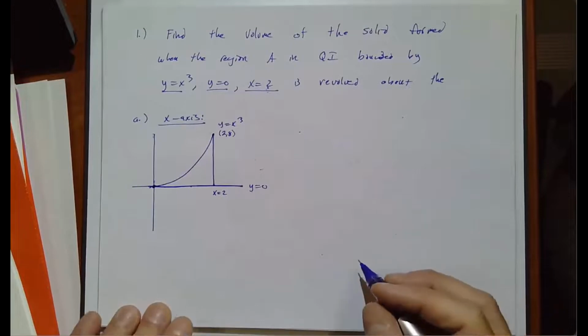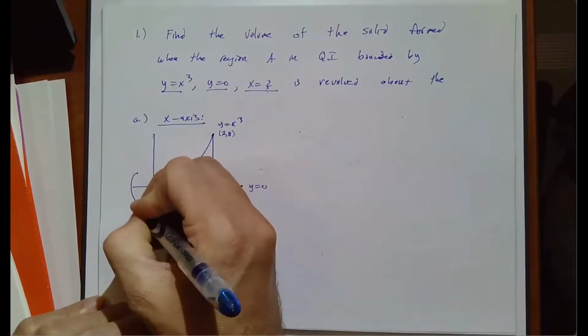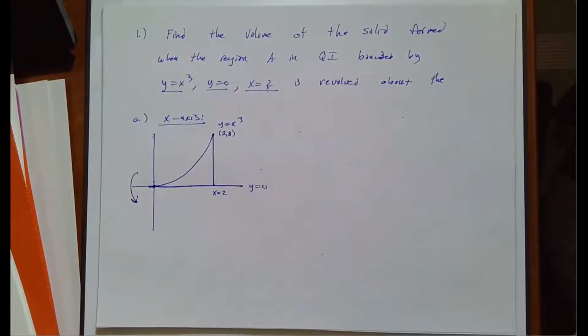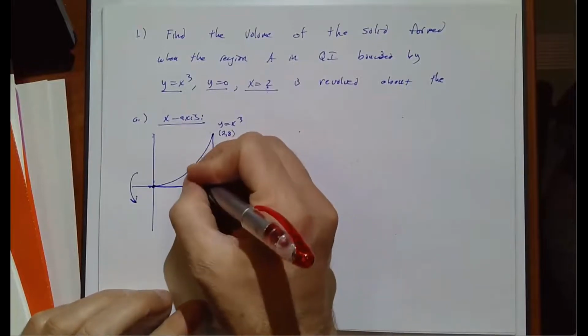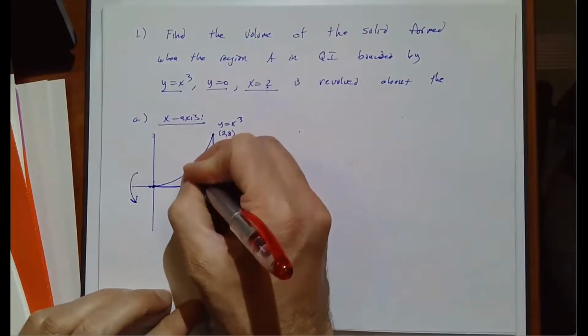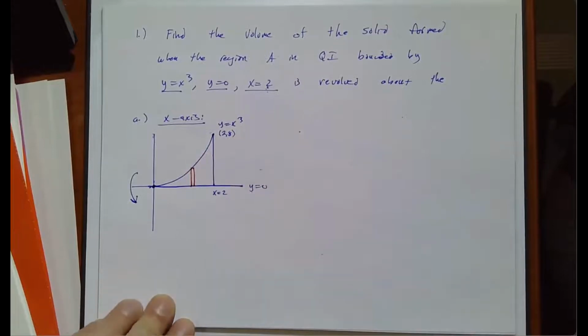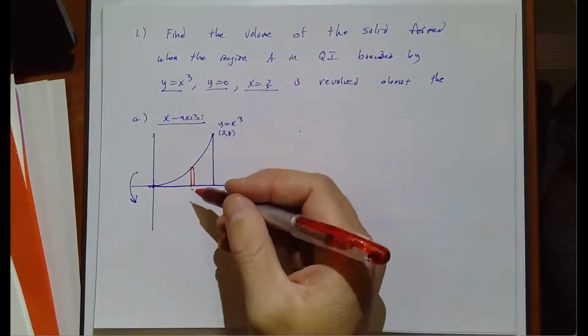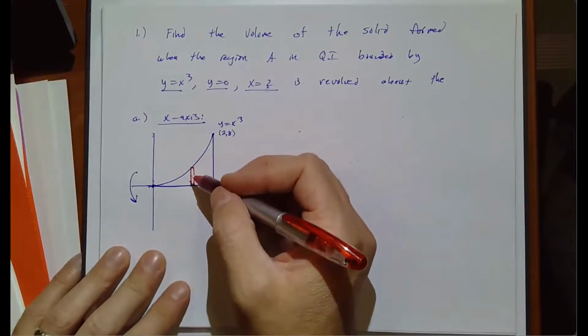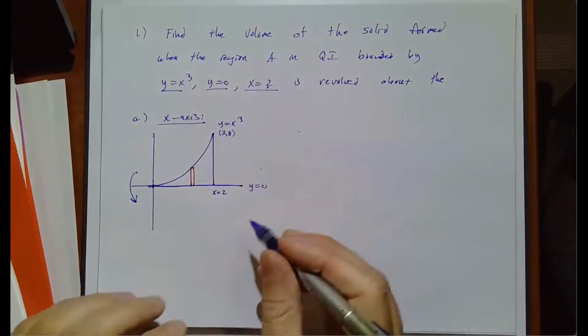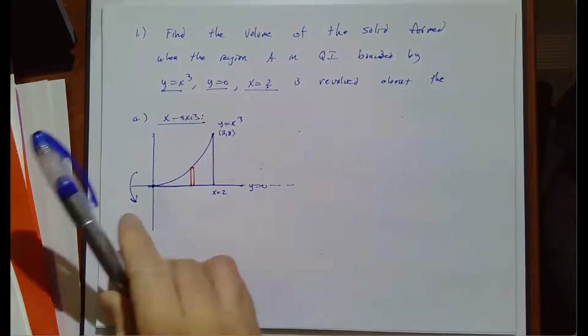So I'm revolving this around the x-axis. So here's the idea. We're going to take one of our little strips, one of our rectangles. I'm not trying to find area anymore, so I'm not going to do the integral of just top minus bottom. I'm trying to find the volume of the shape I get if I revolve this thing around the x-axis. So I'm going to think about what happens if I revolve just this little strip around the x-axis. And here's what's going to happen.